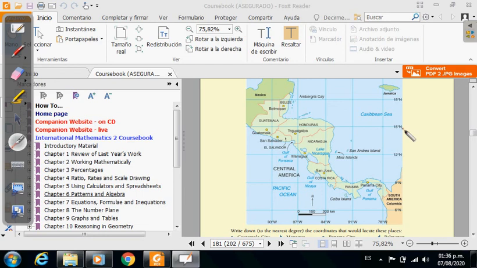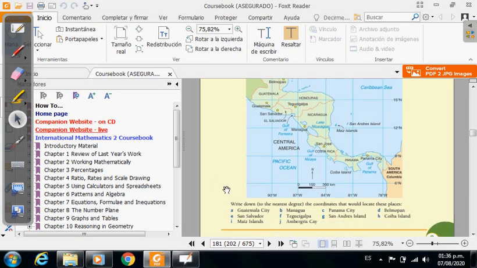For that reason, we have to estimate the coordinates. So, here it says, write down to the nearest degree the coordinates that would locate these places.